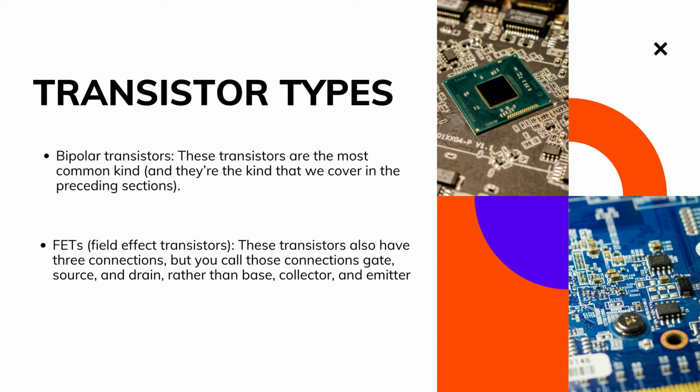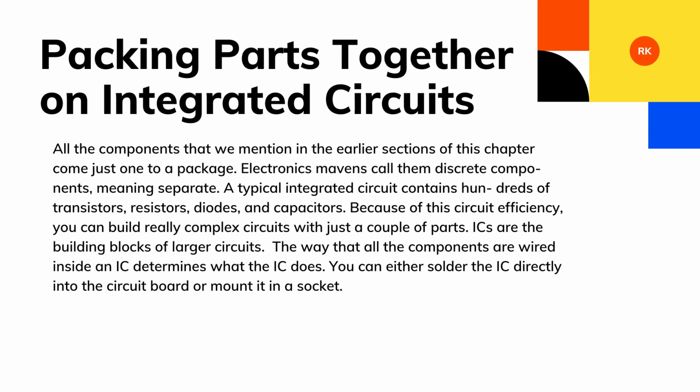As if you didn't have enough stuff to memorize, in addition to the junction type, transistors are categorized by how the junction is created during manufacturing. The two main types of transistors that you're likely to encounter are bipolar and FET. Now here's how they differ.